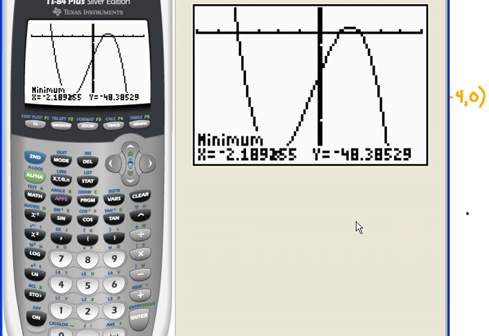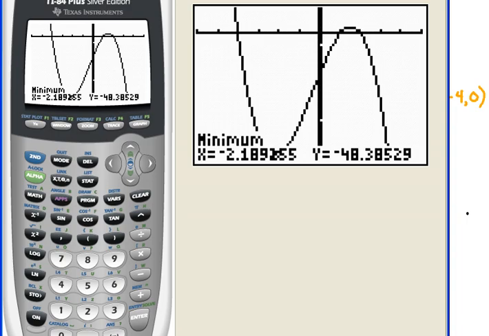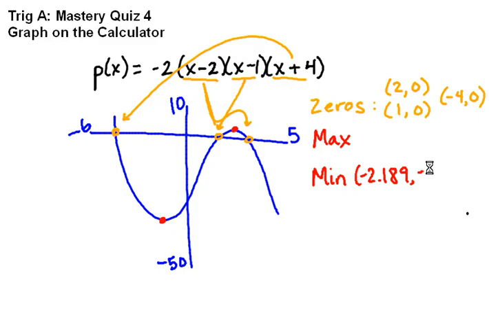So it's negative 2.189 for our minimum, and negative 48.385. That explains why we had to go down to negative 50, because the minimum's at negative 48.